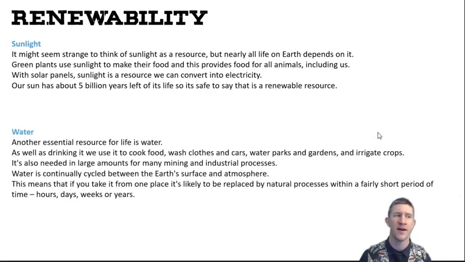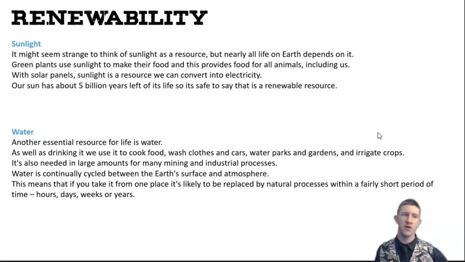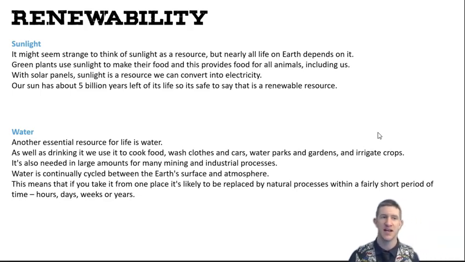Another example is water. Water we know is essential. We need that for all kinds of life. We have to drink it in order to survive. Animals have to drink it. Plants have to drink it. As well as that, we also use it to cook food. We wash our clothes and our cars with it. We water parks and gardens, and we irrigate crops. And we'll talk about crops later as well when we get into farming and why that's important.